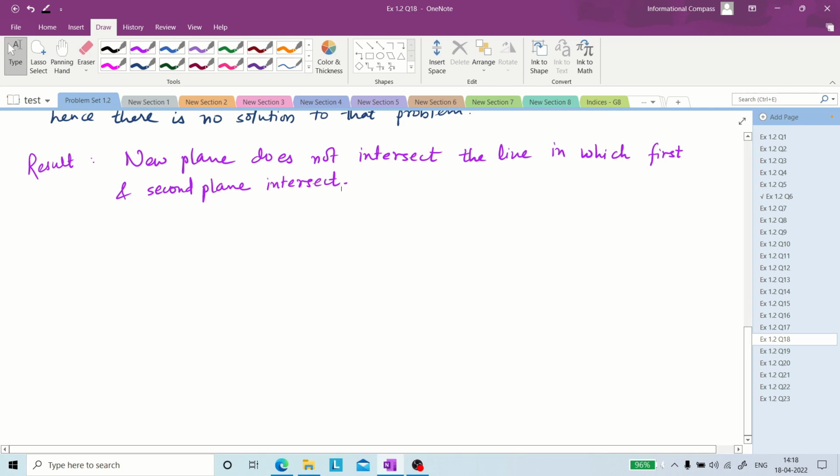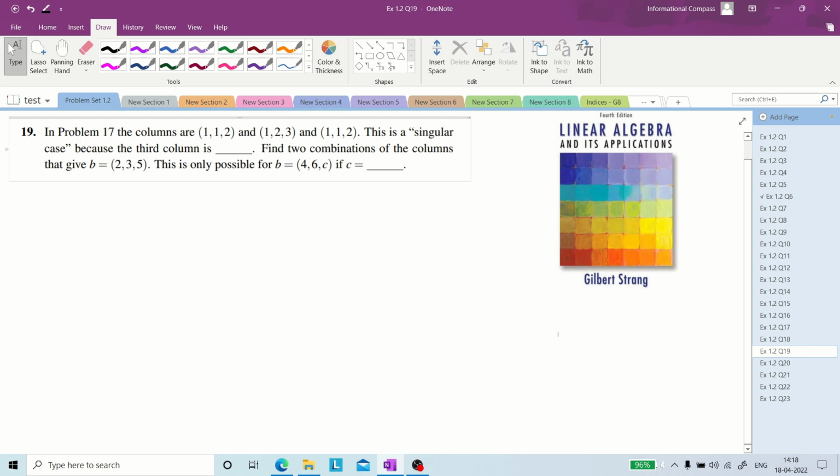Okay, so I'll just save this part. Quickly moving on to question number 19. I hope we are clear. We are solving the problem set 1.2 for question number 19. Yeah, this is a bit lengthy one. Please pay attention. It involves a lot of equations and matrices. Okay, great. So in problem number 17, we are still dealing with problem number 17. Please keep it handy.